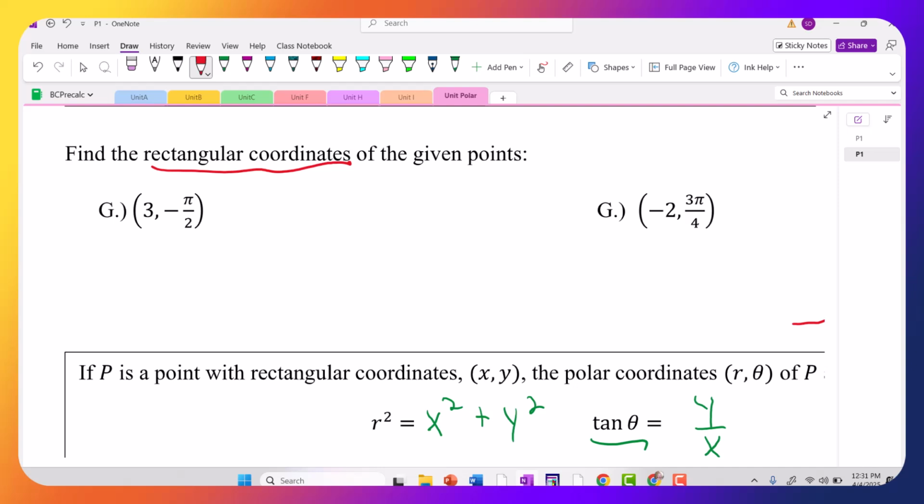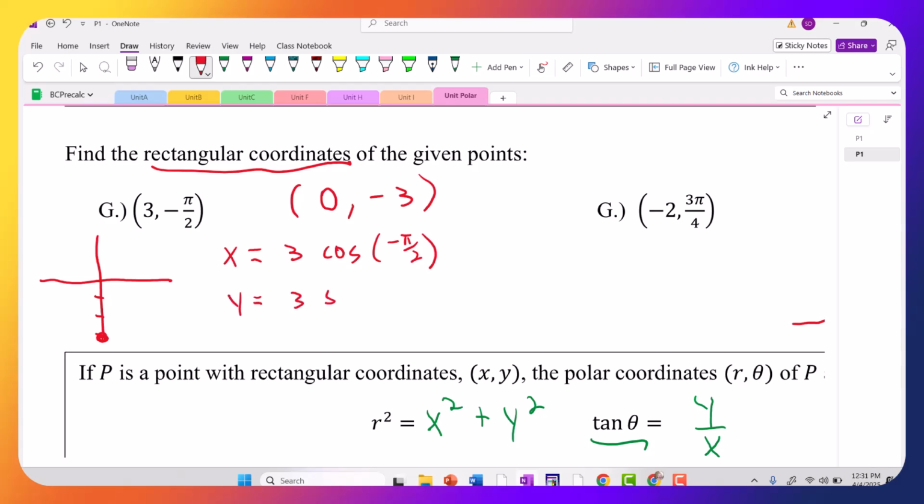Well, first of all, common sense says that 3 comma negative pi over 2. I think I did this wrong the other hour. No, this is the one. I go 3 from the origin. Isn't that 3 comma negative pi over 2, right? What is that as a coordinate? We should already know the answer: 0 comma negative 3. But here's the formula in action. X equals 3 cosine negative pi over 2, and Y equals 3 sine negative pi over 2.